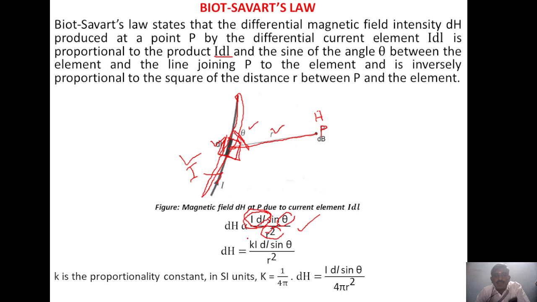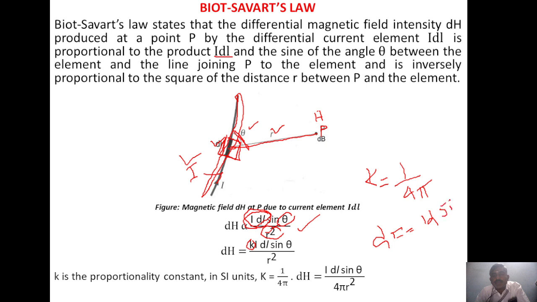To remove the proportionality, we usually add a constant k. So dH is equal to k I dl sin theta by r squared. Here k is the proportionality constant. In normal SI units, k is equal to 1 divided by 4 pi. So you can replace it. So dH is equal to I dl sin theta by 4 pi r squared.